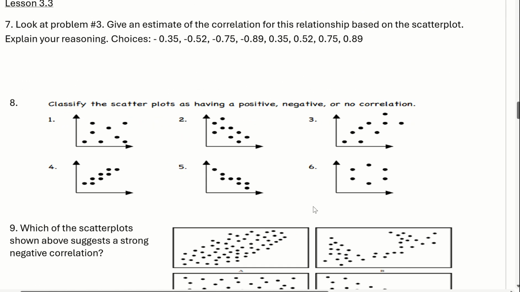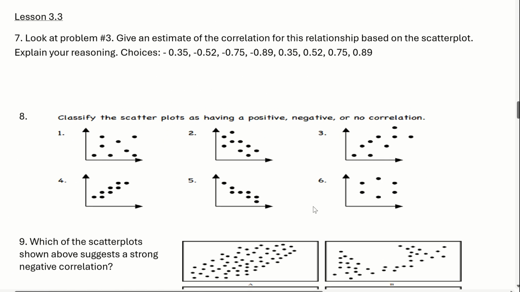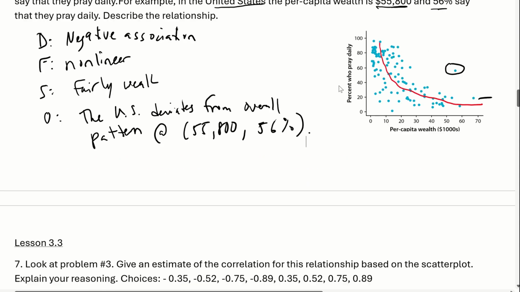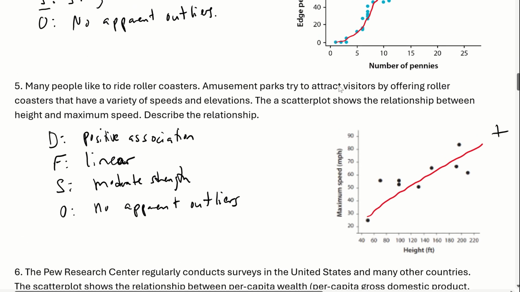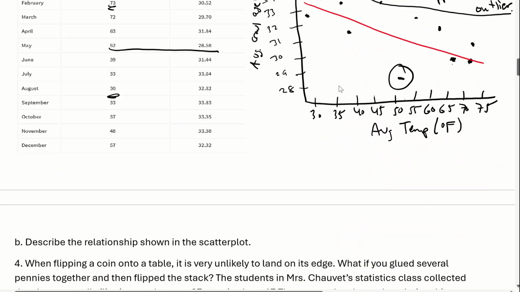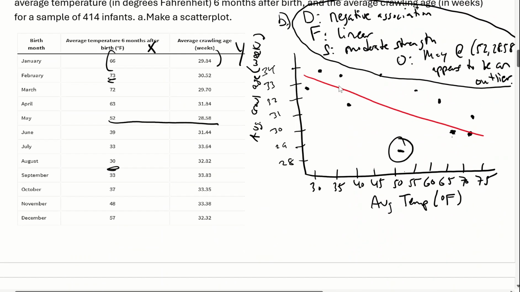All right, so let's look at the next lesson. So look at problem number 3. Give an estimate for the correlation of this relationship based on the scatter plot. So that's this one right here, the baby one, the temperature and the average crawling age. We said that was moderate to strong. If it's moderate or strong, I'm going to put strong. Then that means it's probably going to be closer to 0.7, 0.8, right?